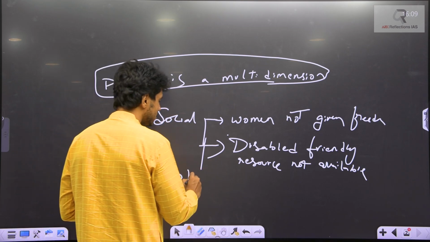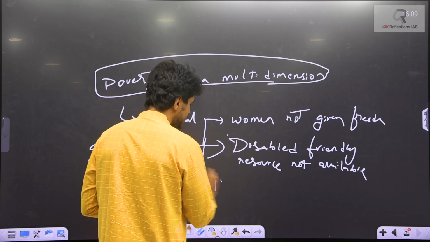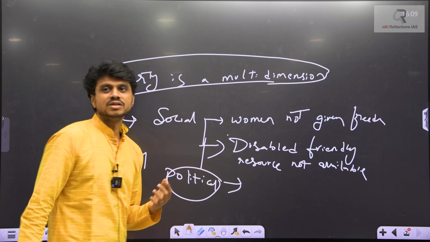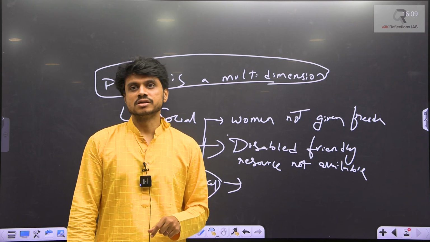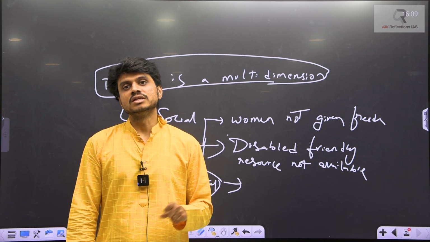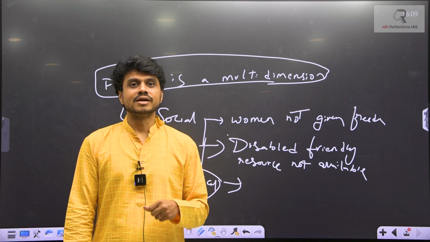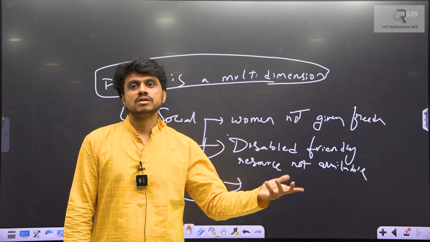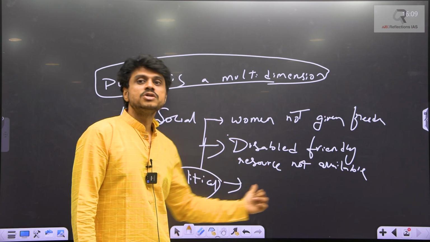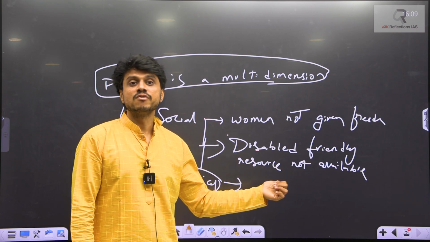Think on the political dimension. For suppose a person is rich, but he is narrow-minded. He does not have broad thinking. He is not secular, he is orthodox. He is thinking with a corrupt mind. So there is a poverty of thought. This is one way of thinking.